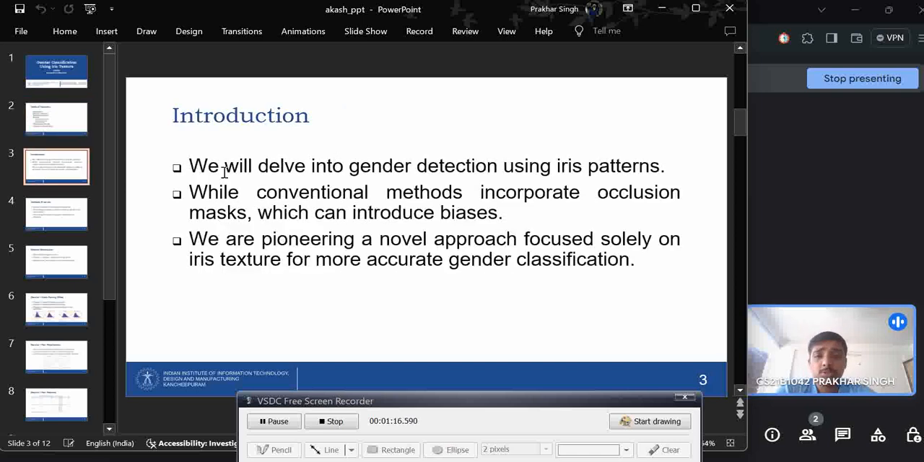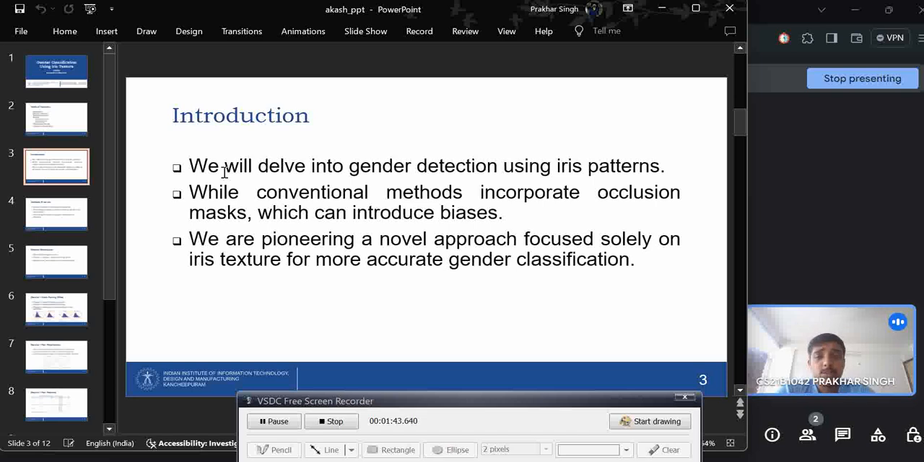In iris biometrics, occlusion masks are vital as they delineate the regions of the iris that are hidden or occluded by eyelids, eyelashes, or other obstructions. Occlusion masks play a critical role in iris recognition systems by ensuring that only the visible iris texture is considered for identification or verification. However, if these masks inadvertently contain gender-related features or cues, they can introduce bias into gender classification algorithms.